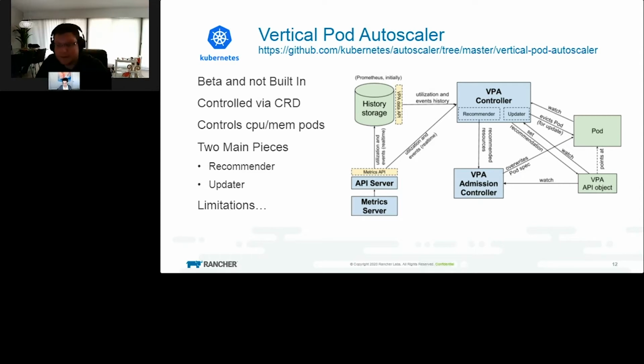But the basic idea is right here in the center, you'll see this VPA controller, and you'll see the recommender and the updater. The basics are it reads metrics and recommends changes to pods. It'll recommend memory and CPU changes. So if you have a pod with too much memory consumption, it will make a recommendation to up its memory limits. Let's say you set it up to have a limit of 2 gigs and it's pushing 1.8, 1.9. It's like, maybe we need to update it. So it'll just automatically do that for you.